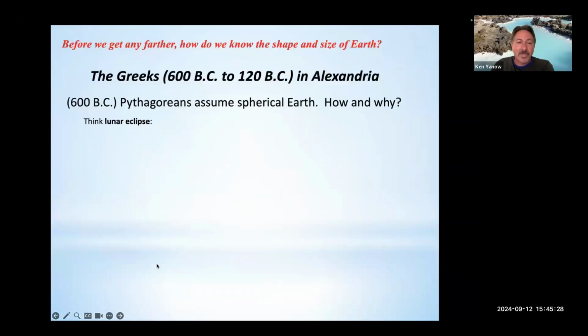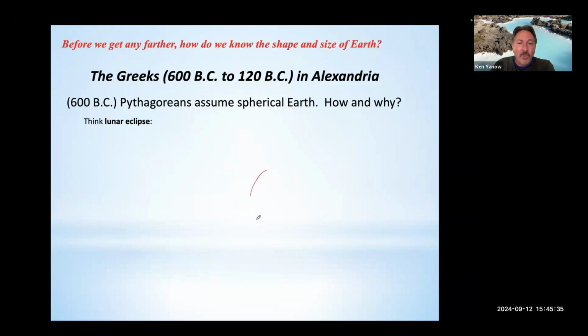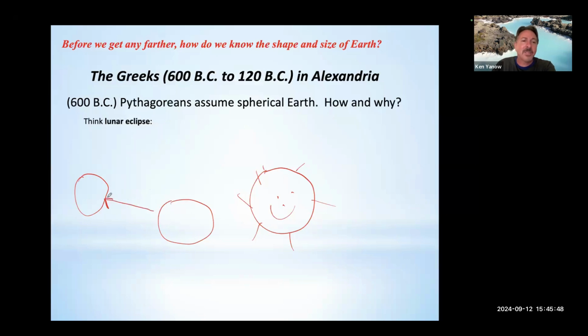Start with the eclipse. So once again, if we have the sun, and if here's the moon, and if the earth gets in the way of the sun and the moon, and the earth's shadow is cast on the moon, that's going to be a lunar eclipse.